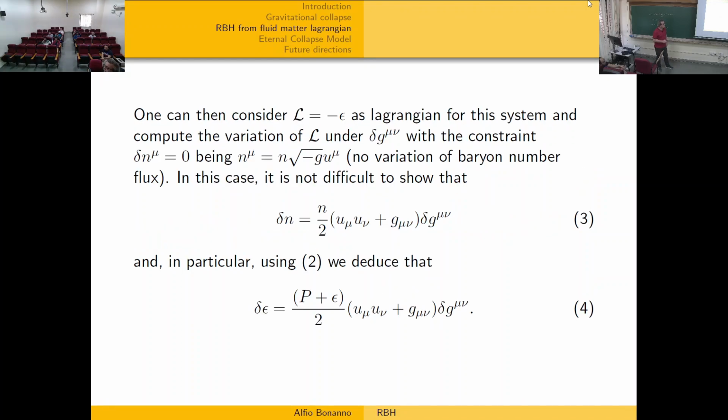So let's imagine my matter Lagrangian is given by this fluid, so it's basically minus epsilon. You can derive the Einstein equation in this case by taking the variation with respect to the number density from this Lagrangian, and it's not difficult to show that n must be given by this expression, so that the variation of the Lagrangian is given by this expression.